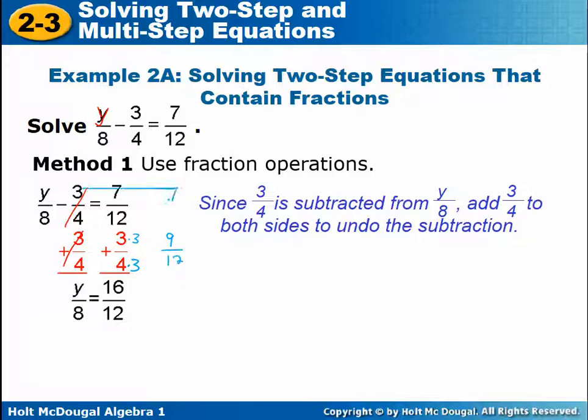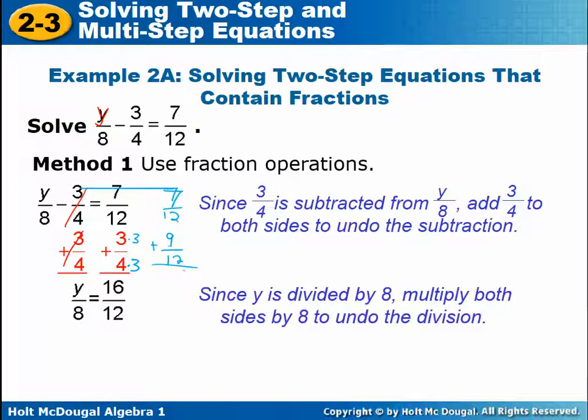Now we can add these. Now we can add these two together. 7/12 plus 9/12. 7 plus 9 is 16/12. That's where they got the 16/12 from. Although that's not in simplest form, it's true though.